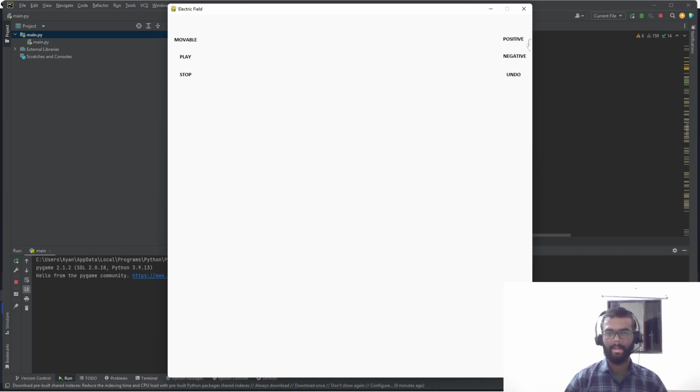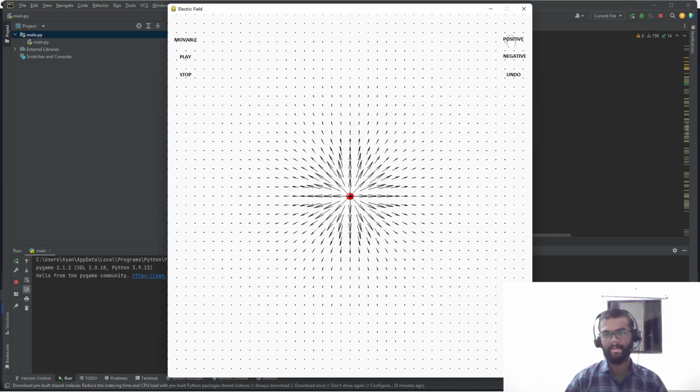So when I click on this positive, my code creates a positive charge at the center. As you can see, there are 1600, 40 by 40, grid points in this space, and my code calculates the electric field at each point and draws an arrow which is proportional to the strength of the electric field. As you can see, near the electric charge, the arrows are longer, but as we move away from the charge, the arrows get shorter and shorter.